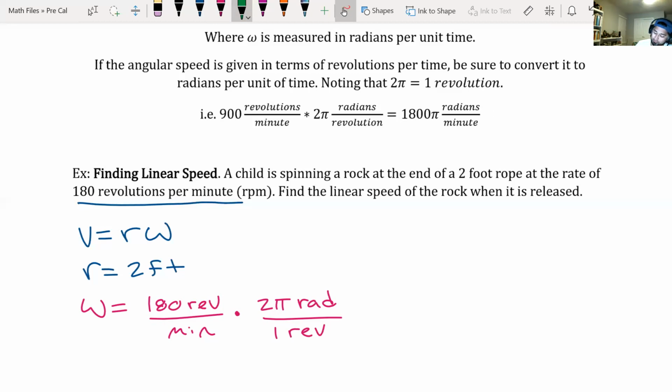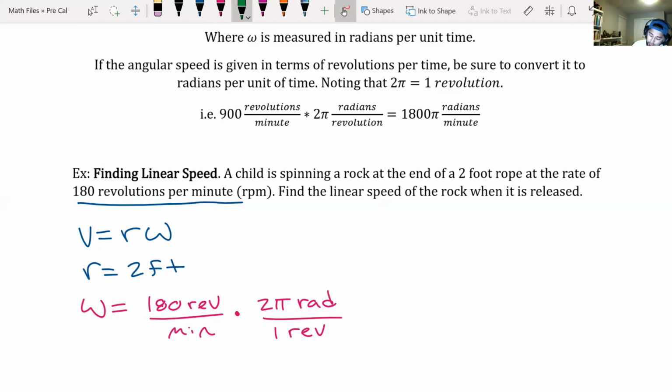So can you explain why we are multiplying by 2 pi radians? Because we're trying to find omega, since this kid's spinning the rock, we want to know how much of an angle has been swept out as he rotates the rock. At 180 revolutions per minute, you need to convert it to radians per minute. That tells us how much of an angle is being swept out per unit of time, and 2 pi is equal to 1 revolution. Exactly. So this is why we have to convert it.